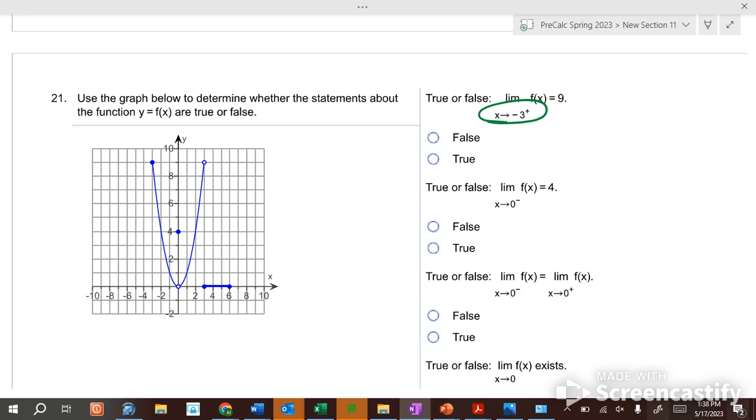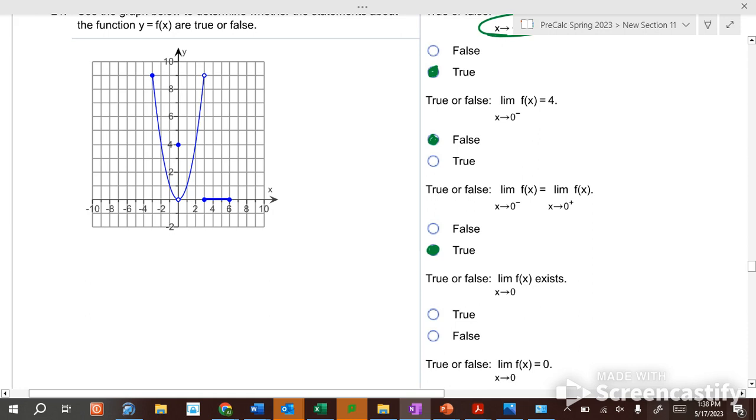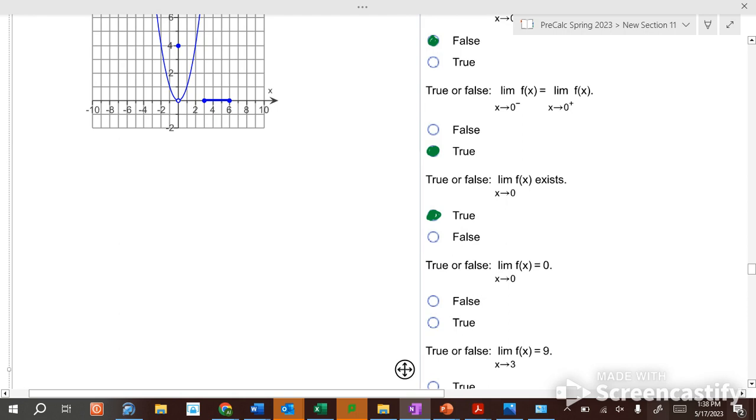As we're going towards negative 3 from the right, looks like it's 9. That's true. As we're going towards 0 from the left, it's definitely not 4, so that's false. As we're going towards 0 from the left and right, it's the same. That's true. As we go towards 0, the limit exists. That's true, because it's going to be 0. It is 0, so that's true.